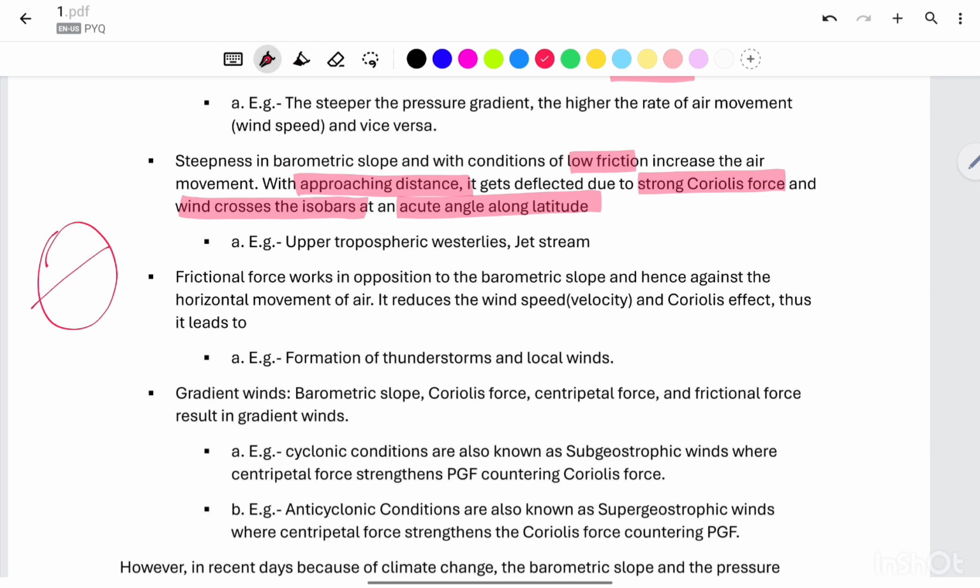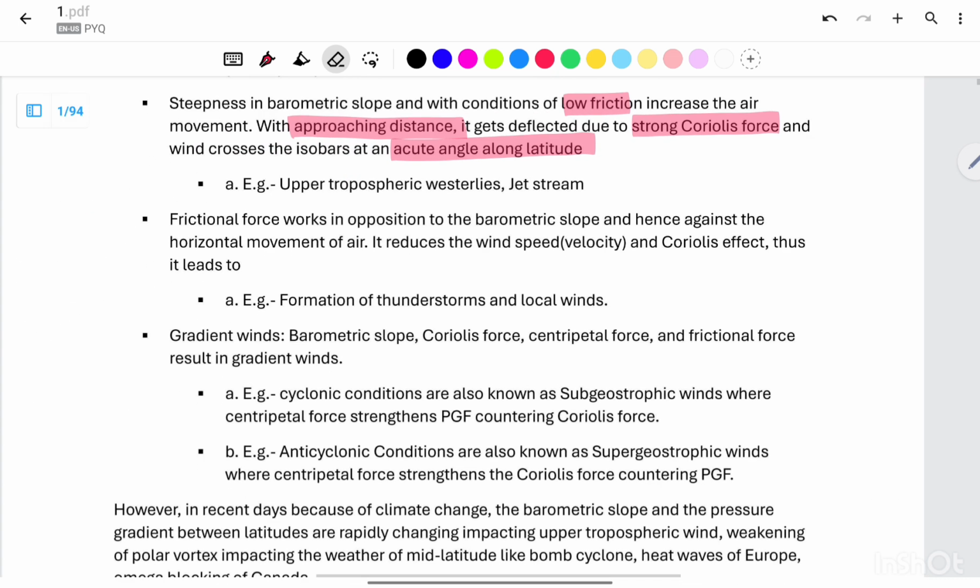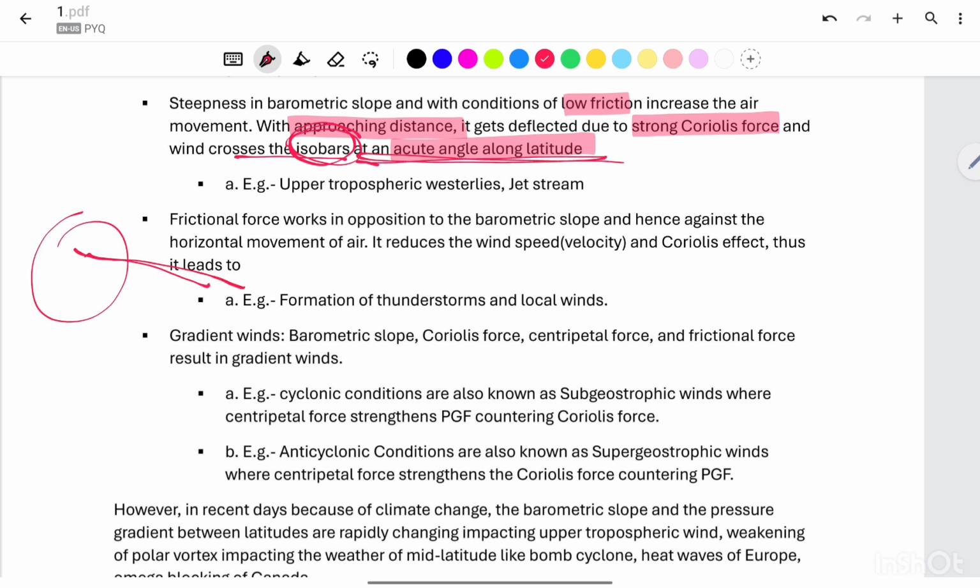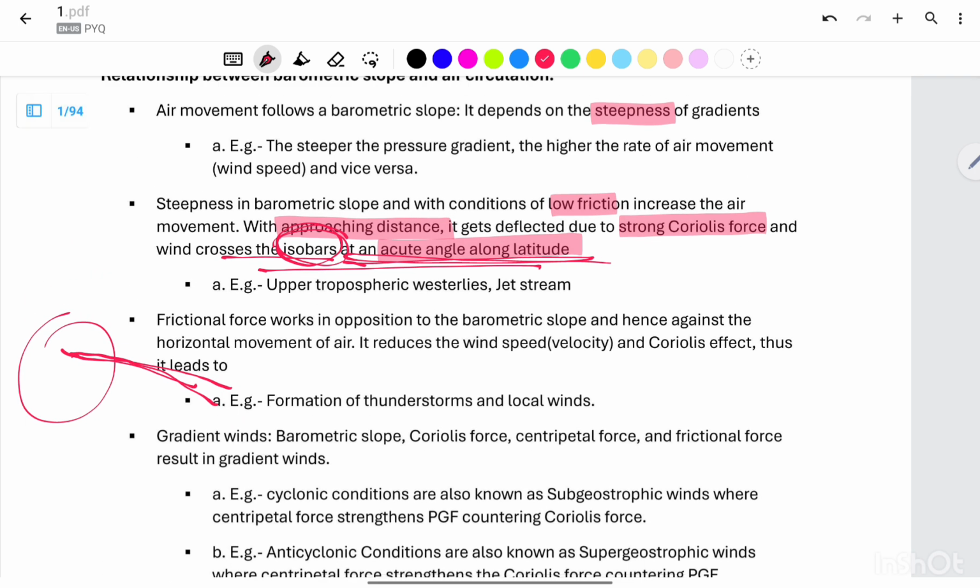When you go with respect to the latitudes from here to here, you have a high Coriolis effect, a strong Coriolis effect, right. Now this strong Coriolis effect gets deflected, and when it crosses the isobars at an acute angle, there is a slight deflection, as they are telling. It is deflected because of the Coriolis force.